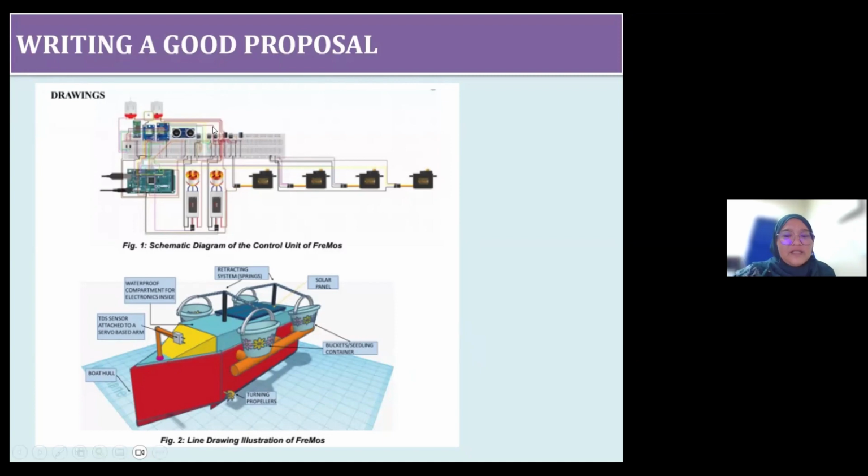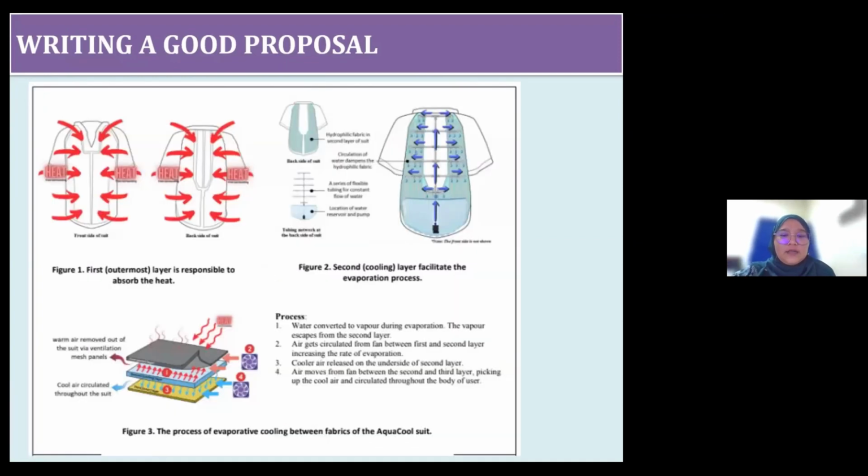Okay, so here is a schematic diagram to show the illustration of the components, and here is the illustration of the product itself. Looking at the body suit that I mentioned earlier, here is their figure or diagram drawing with their product. So here is the illustration or diagram drawing to show us what their product is about.